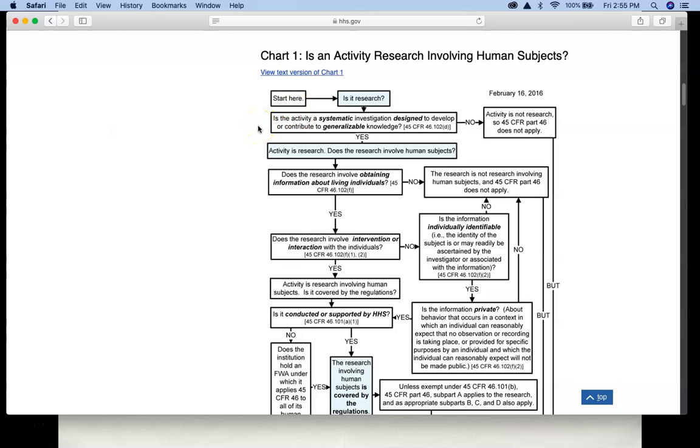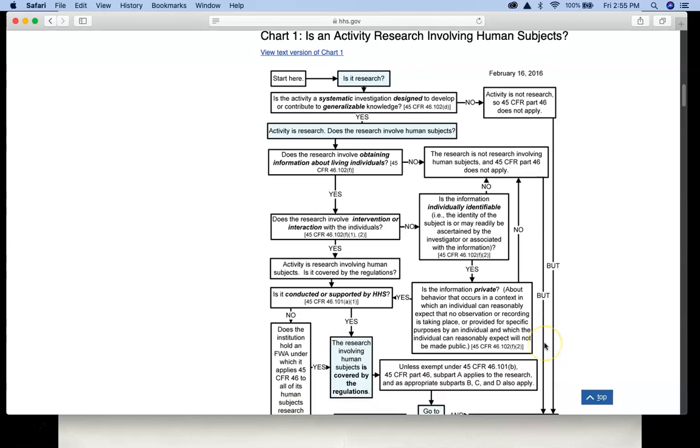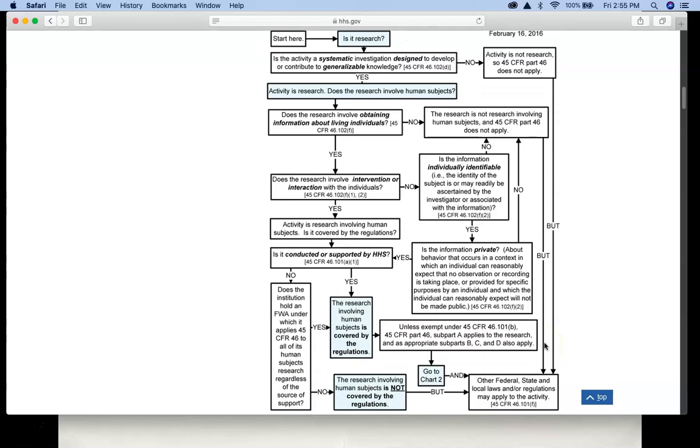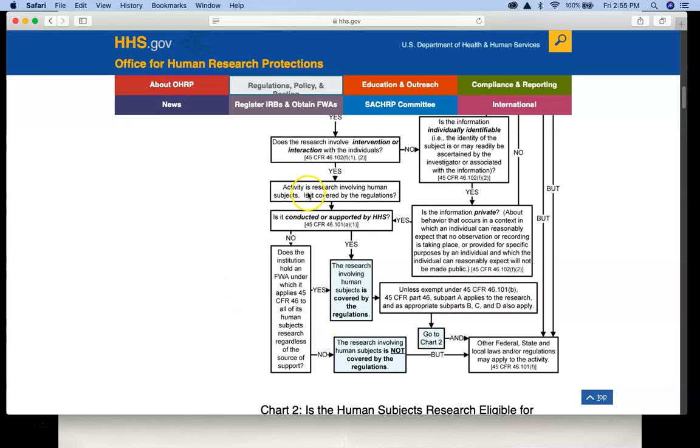Is the activity a systematic investigation designed to develop or contribute to generalizable knowledge? Is it going to help build a body of knowledge for your discipline? If no, it's not research and you don't have to worry about it. If yes, you keep going down the decision tree. Does it involve obtaining information about living individuals? No. If you're just reviewing documents and things that were done before, then you go over here and you get more choices. Of course, there's always a but, so you come over here and it says, but other laws may apply to this if you go down the page on that. The activity does have people in it, so you go to the next question.